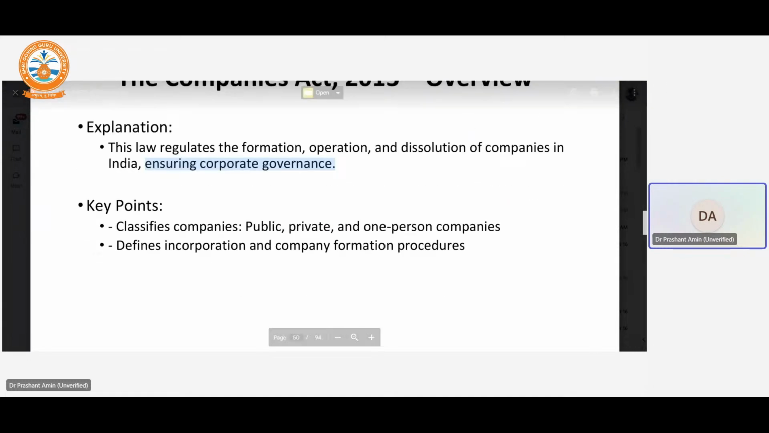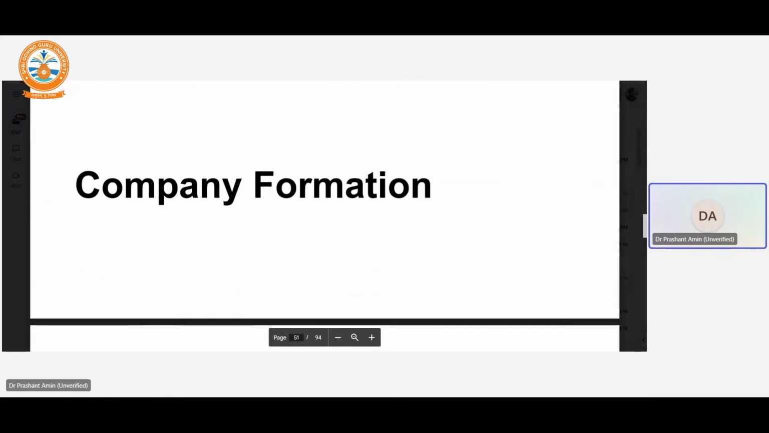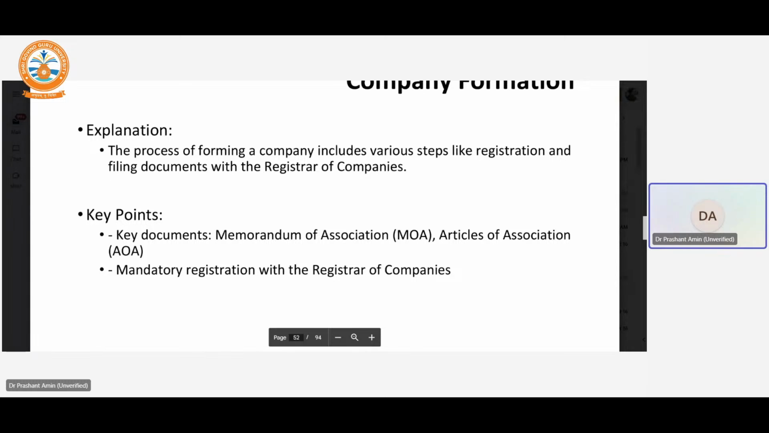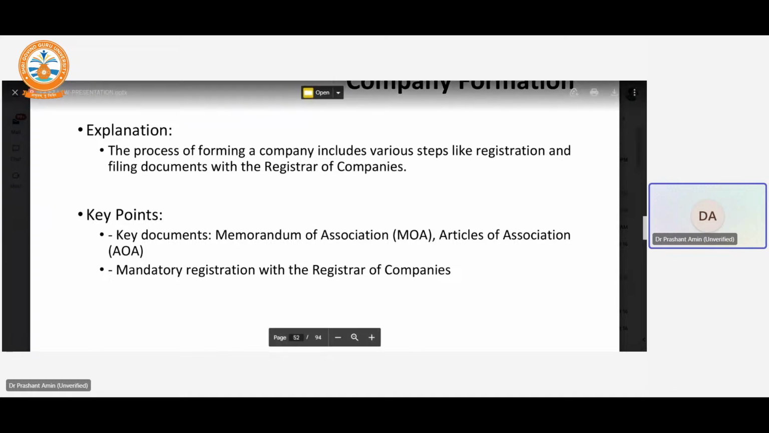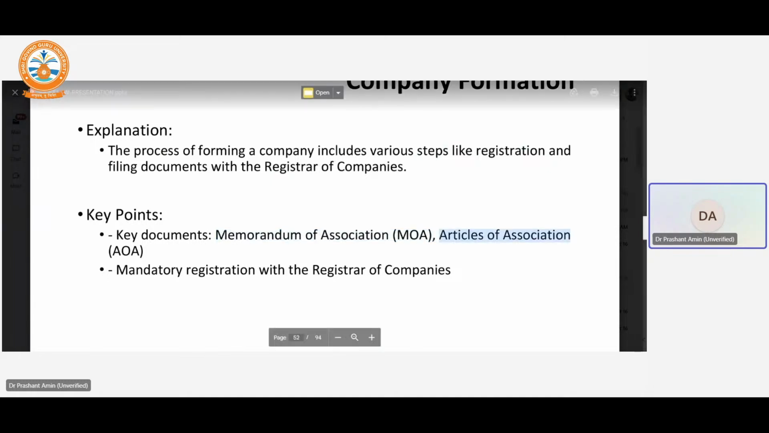Then define the incorporation of the company, which means how the company can be formed, what procedures are to be followed while forming the company, and what the formal procedure is. The process of forming the company includes various steps like registration of the company, filing of documents, and complying with the registrar of companies. The key documents are the MOA, Memorandum of Association, and the Articles of Association.